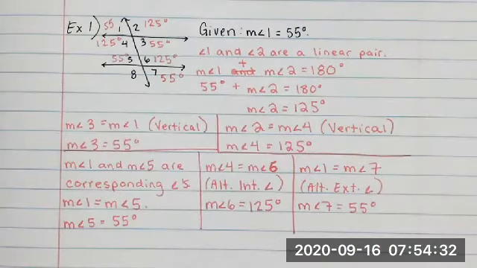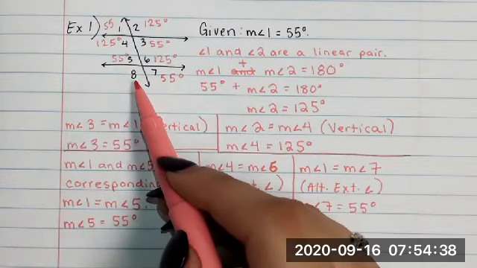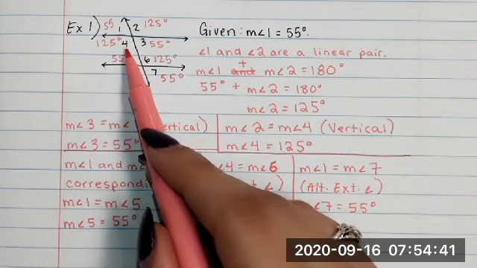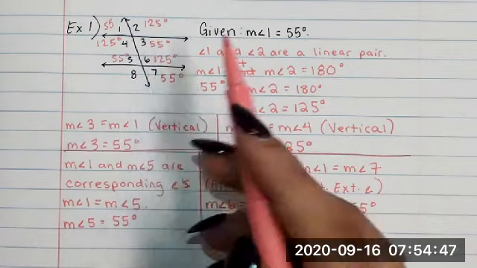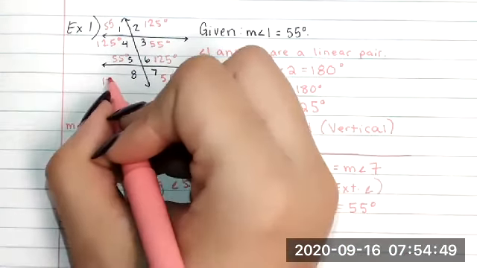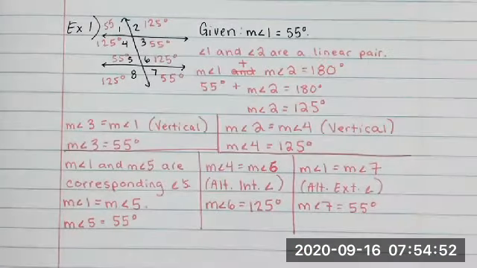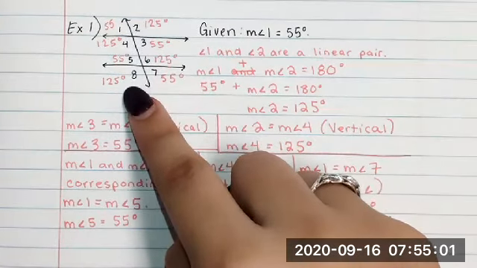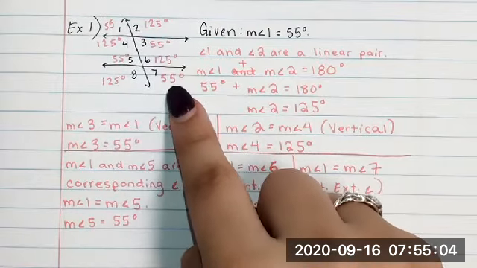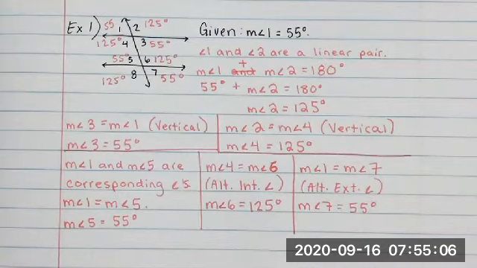And the very last one, come on, I bet you can guess it already. We're left with 8, which is corresponding with 4, alternate exterior with 125, vertical with 125. So the measure of angle 8 has got to be 125 as well. Think about what I said before. All of the obtuse angles are 125. All of the acute angles are 55. So we have a lot of really awesome relationships happening here that make our work so easy.